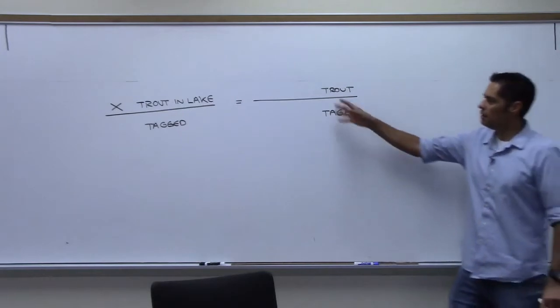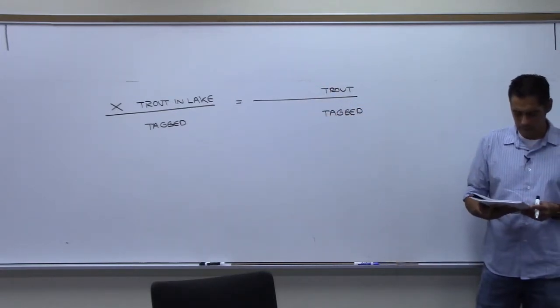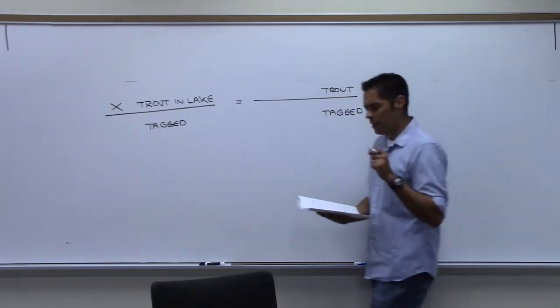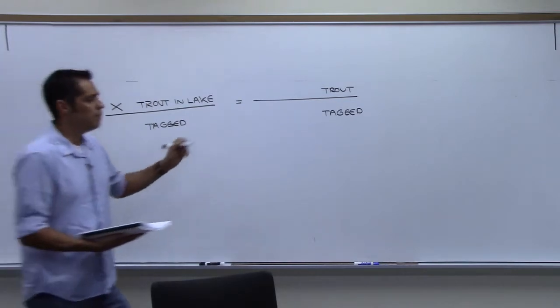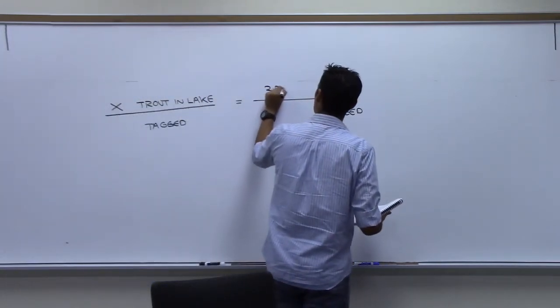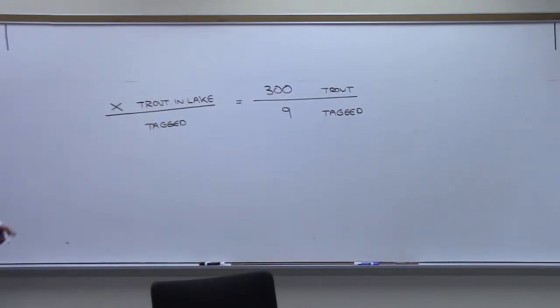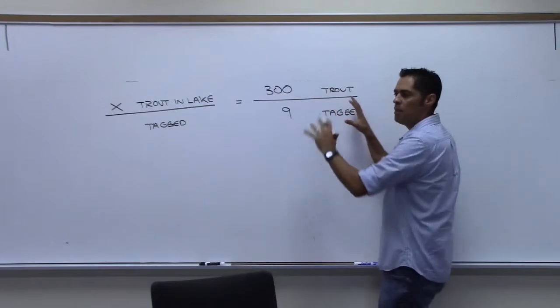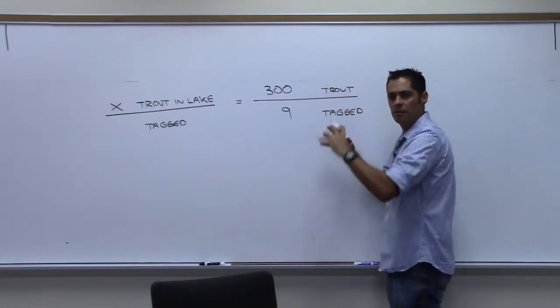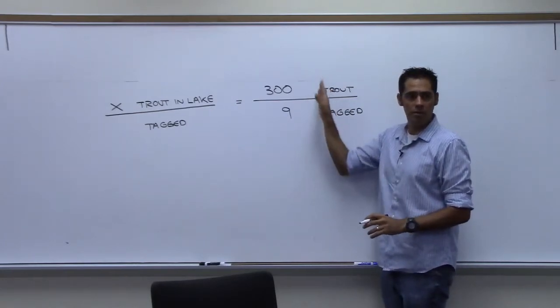So do you know anything about this proportion over here? Yeah, there was a moment when they captured 300 trout and 9 of them were tagged, right? So we can put that over here. 300 over 9. But what about this? Yeah, so think about this. This was just when they caught the 300, right? And of 300, 9 of them were tagged. That was the proportion or the ratio here.